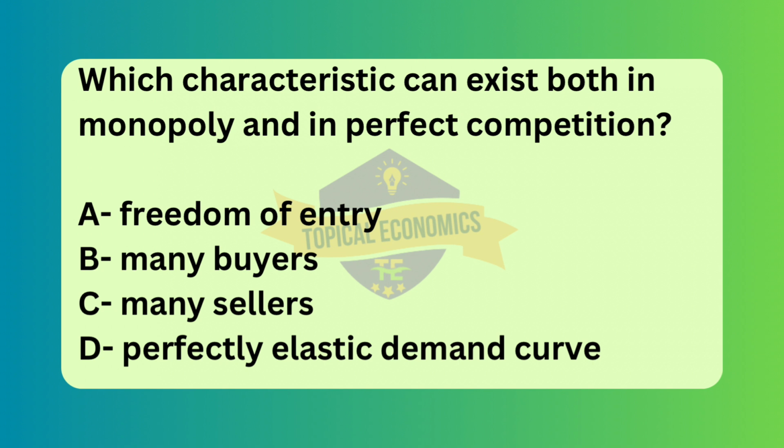Analyzing the other options. Option A. Freedom of entry. In perfect competition, there is freedom of entry, but in a monopoly, barriers to entry prevent new firms from entering the market. Next, option C. Many sellers, is true for perfect competition but not for a monopoly, which has only one seller. Lastly, option D. Perfectly elastic demand curve, is a feature of individual firms in perfect competition, but in a monopoly, the firm faces a downward-sloping demand curve.